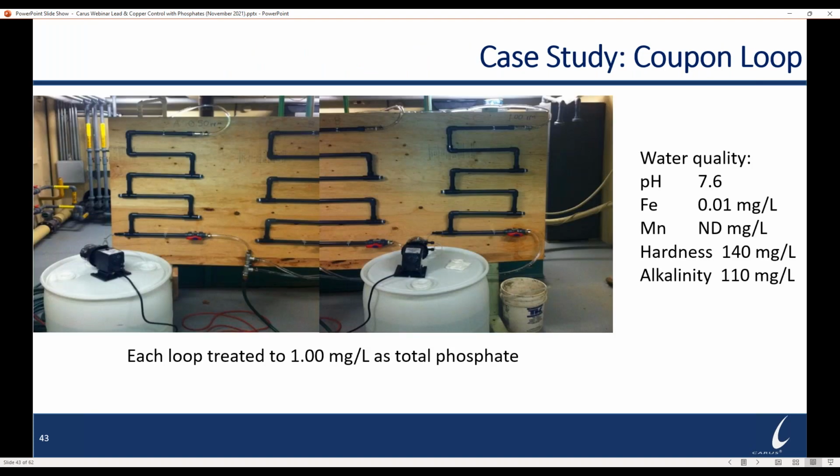One of the ways to pick a product would be to do a coupon loop. In this case, a system with a water quality pH in the mid-7s, no iron and manganese after treatment as a surface water plant, hardness of 140, alkalinity of 110. They looked at a couple different treatment ranges. So they treated at half a part and 1 part to determine if a low dosage would work. And then they came back and tested side by side multiple products at the 1 milligram per liter dosage as total phosphate.